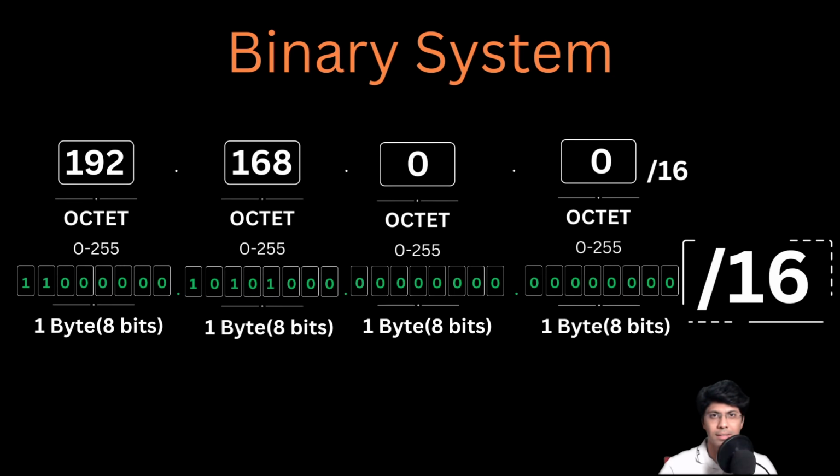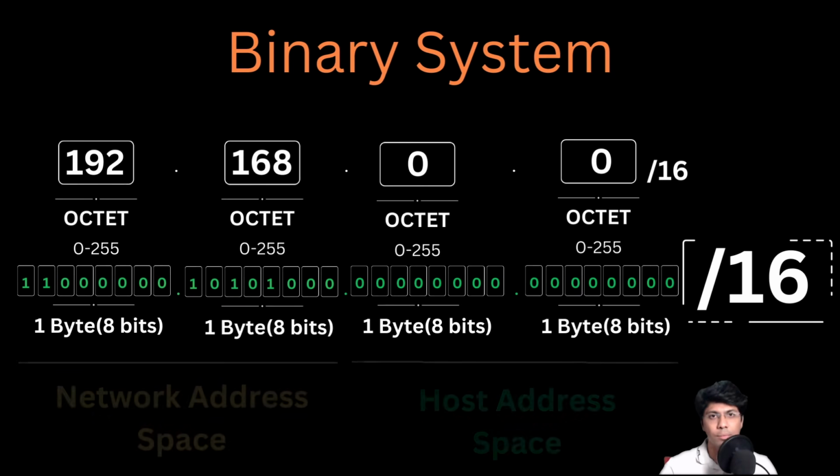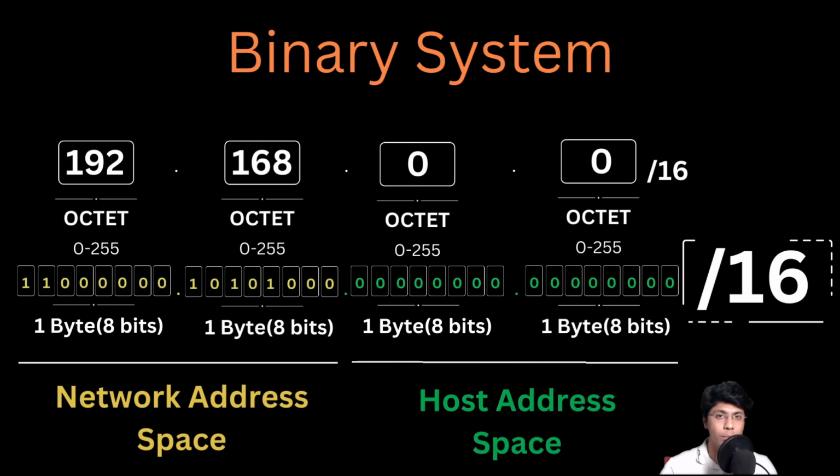What is this /16? What does it represent? Can we keep any number here? Answer is no. It is called the subnet mask /16 or CIDR, that is classless inter-domain routing. The /16 tells you the first 16 bits out of these 32 bits are the network address space, and the remaining 16 bits are the host address space.